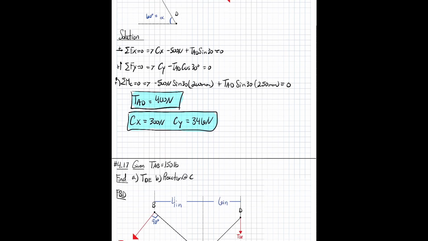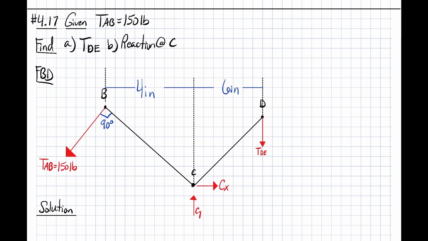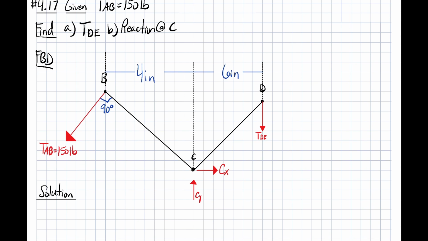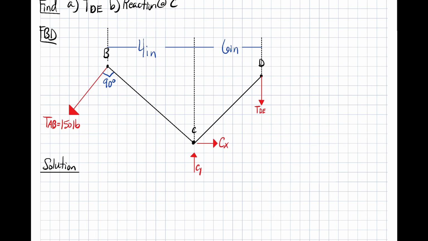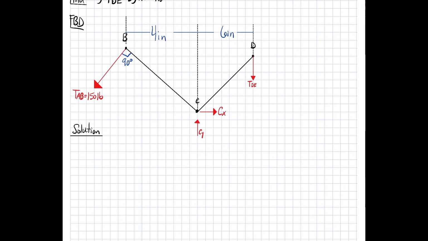So continuing on, we're going to go to problem 4.17. 4.17 is very similar to 4.22. However, this one's a bell crank, and we're given a little bit of a different dimension. So they gave us a tension AB at 150 pounds. We have a pin at C and an unknown tension at D going to E. They ask us to find tension DE and our reaction at C. So with our free body diagram already stated, we'll go ahead and start off with the solution. Zoom out a little bit so we can see it.